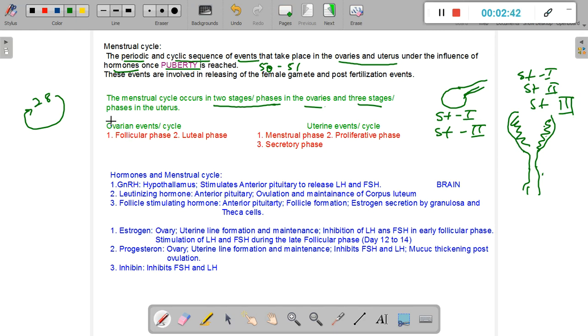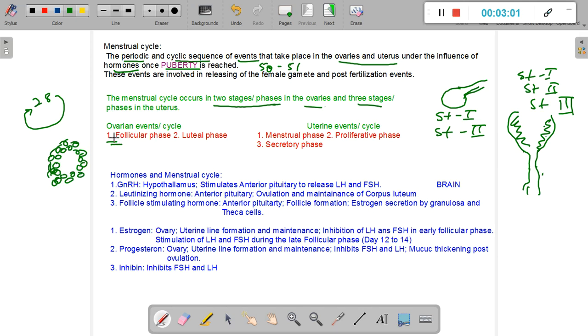Now, what are these basic stages? The ovary undergoes two stages, and the first stage is called the follicular phase, or the phase during which follicles are formed. Follicles are nothing but a layer of cells called follicular cells. And we'll look into what happens during the follicular phase.